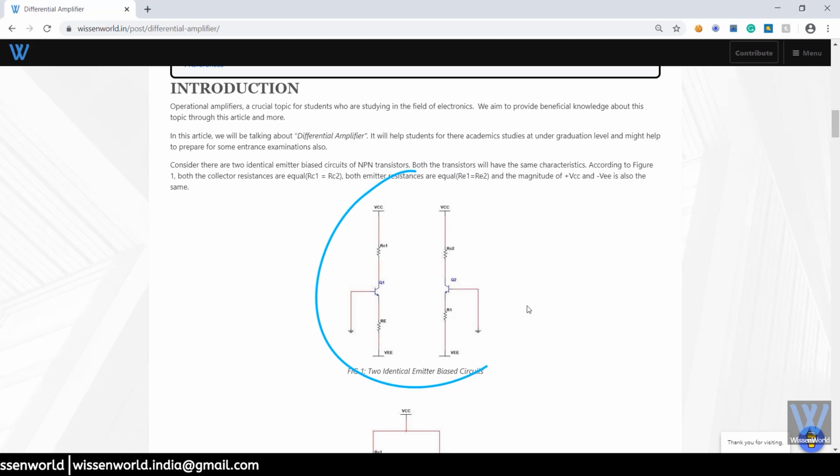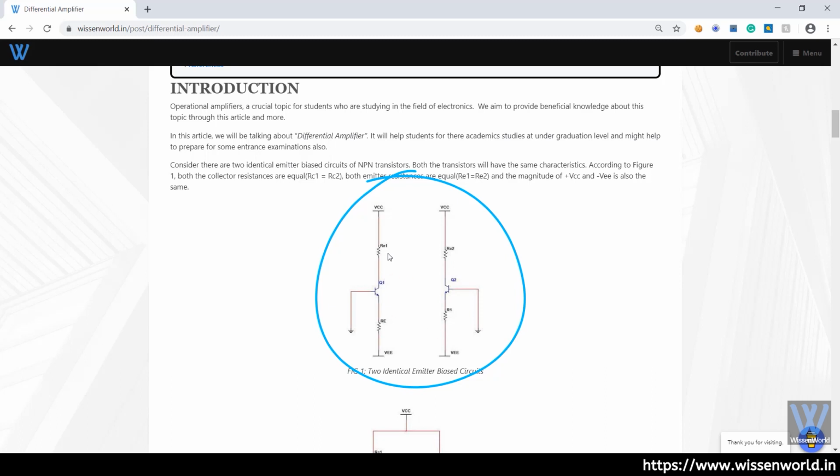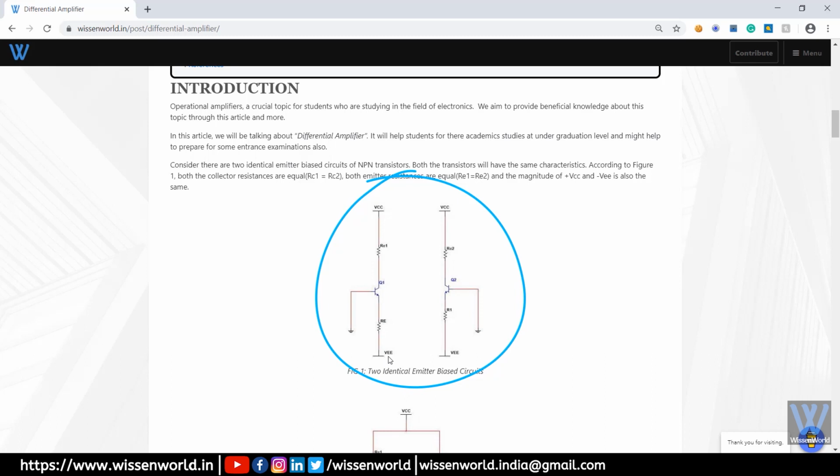Okay, so look at this figure 1. Here we have two identical emitter bias circuits. Here identical means these collector resistances and these emitter resistances are equal in both of these circuits, and the same supply is provided, that is VCC, and the negative voltage VE at the emitter terminal.